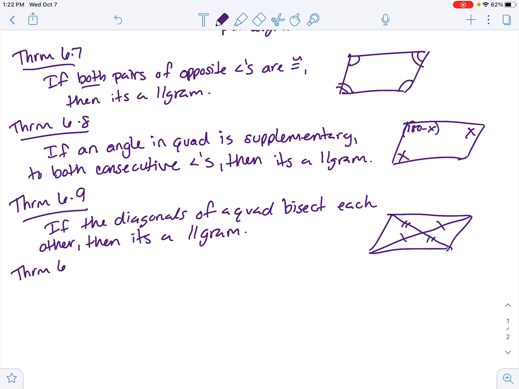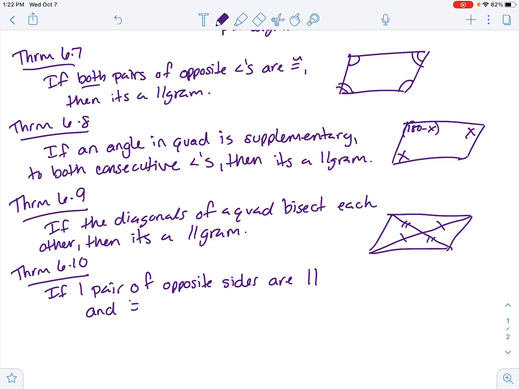And the last theorem for this section is theorem 6.10, which says if one pair of opposite sides are parallel and congruent, then it's a parallelogram. So that means if I have this quadrilateral, if these two sides, the up and down ones, are congruent and parallel, I can go ahead and say, yep, that's a parallelogram.